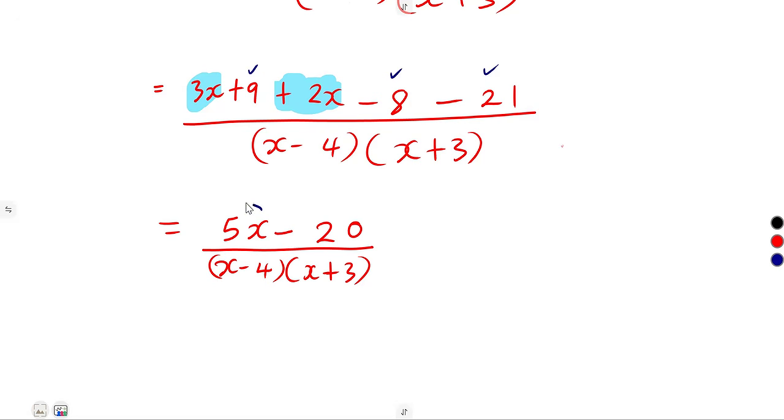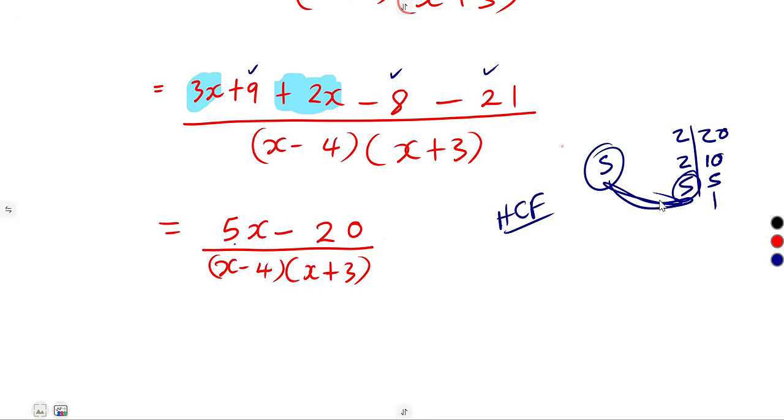We have got two terms, 5x and 20, separated with this negative. So between these two terms, do we have any common term? Let's consider the highest common factor between 5 and 20. 5 is the highest common factor, because in 20, remember, 2 into 20 is 10, 2 into 10 is 5, 5 into 5 is 1. So you can see that 5 is the highest common factor between these two numbers. So we can factor out 5.